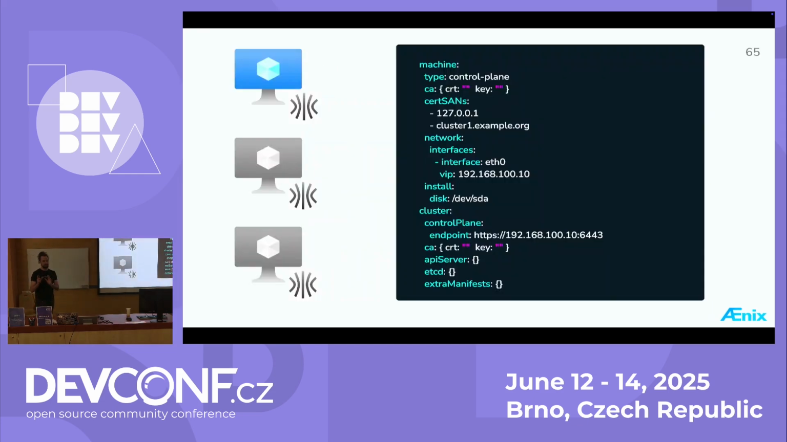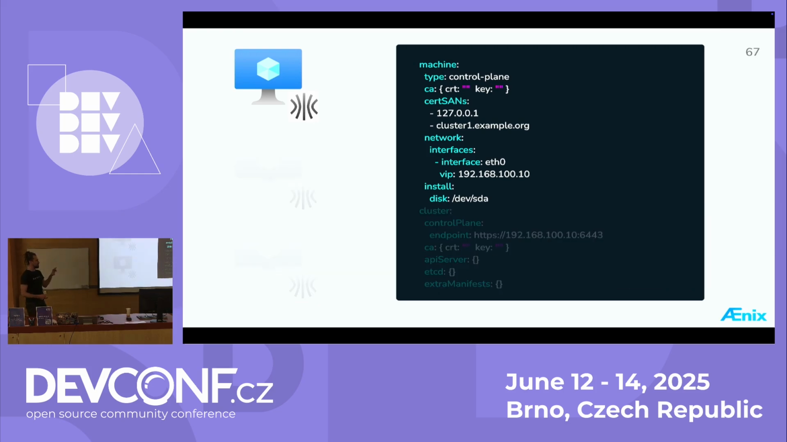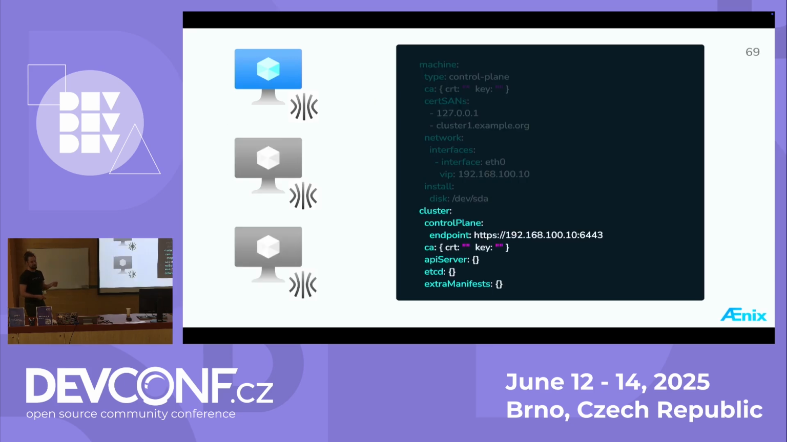Talos Linux is a very cool system because it allows you to configure the machine itself with a single YAML file. This is how it looks like. So it includes two sections, the machine section, where you can specify settings for the machine itself, and cluster section, where you specify the settings for whole cluster. You need to have such config for every machine prepared.